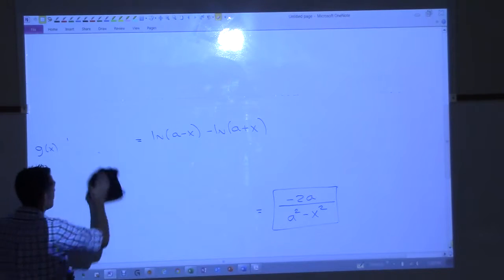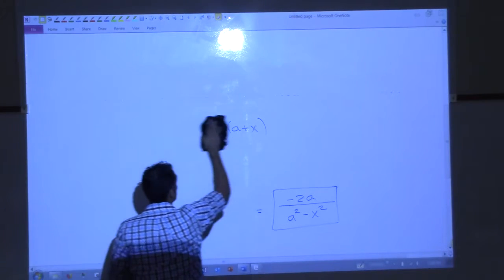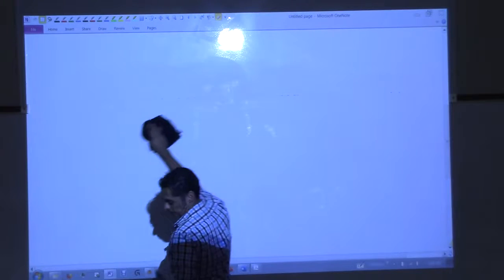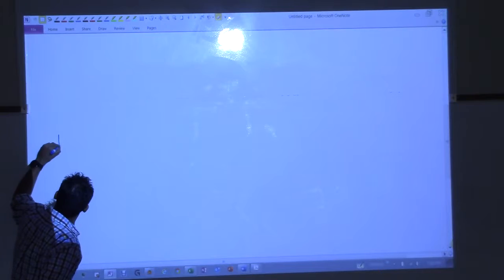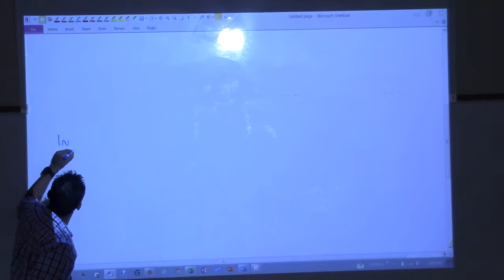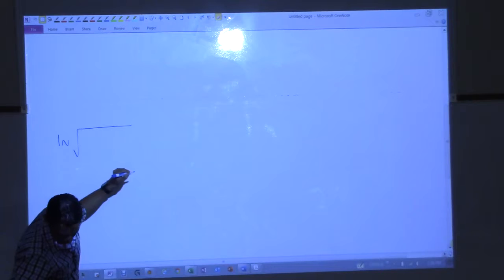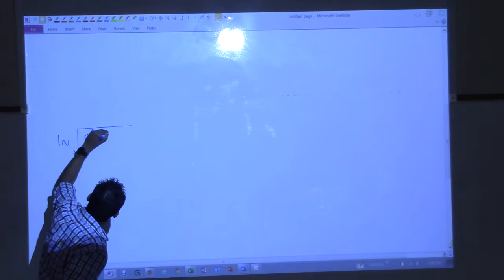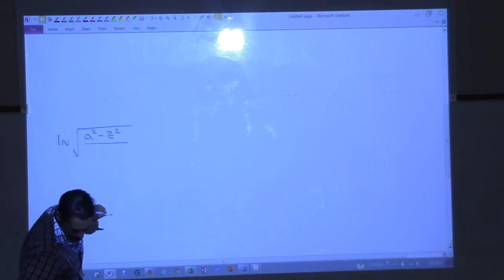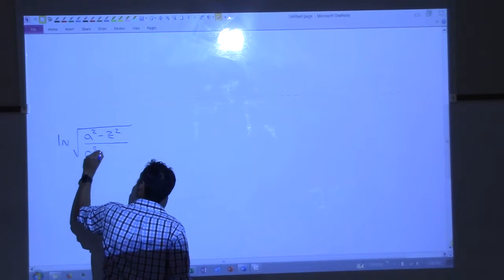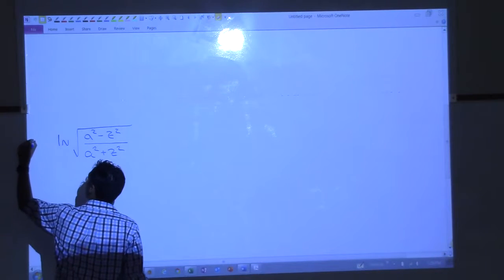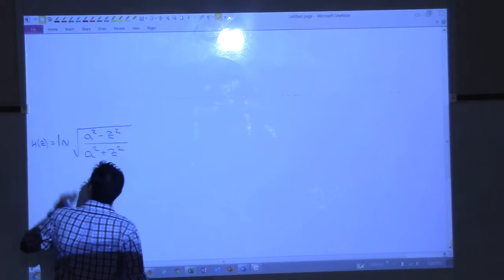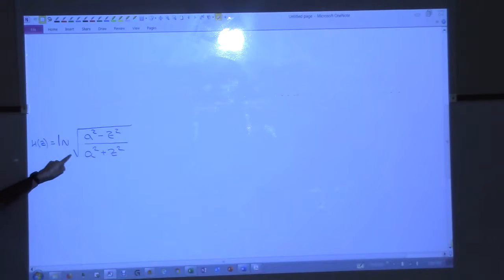There's another problem in the homework. I'm not going to work through the whole thing, but I just want to show it to you real quick. This one right here, natural log of the square root of a squared minus z squared over a squared plus z squared. This is the one I thought you were going to ask me about. They called this the function capital H of z. Capital H of z equals natural log of the square root of all this junk. And you're asked to find the derivative.